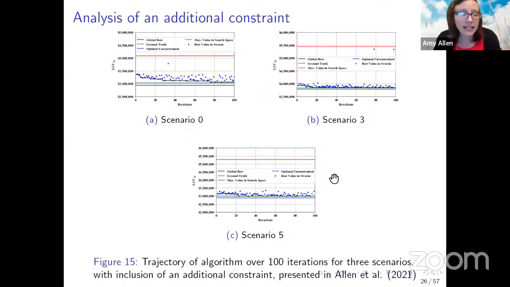I also extended the analysis by considering an additional constraint to perturb the problem, and the algorithm continued to perform well. I can revisit this later on if there's interest, but I think I'll move on now for the sake of time.